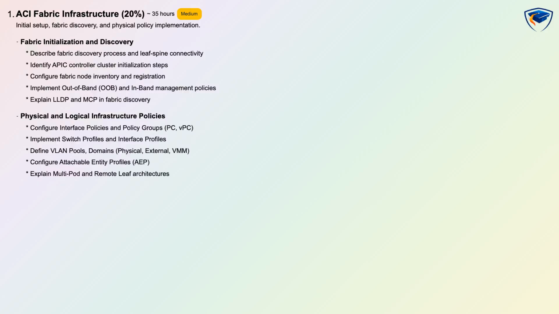ACI fabric infrastructure carries 20% of the exam weight, is medium difficulty, and recommends about 35 hours of study with hands-on and conceptual assessment. You will learn fabric initialization and discovery, including leaf-spine connectivity, APIC cluster initialization, node inventory and registration, and out-of-band and in-band management policies.